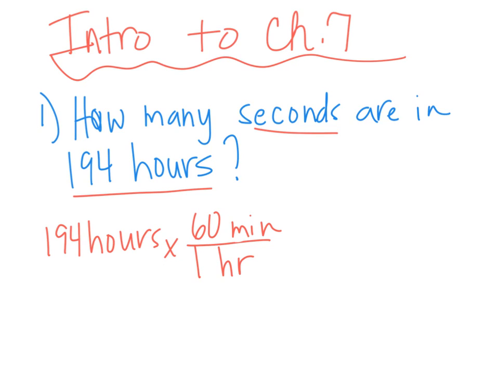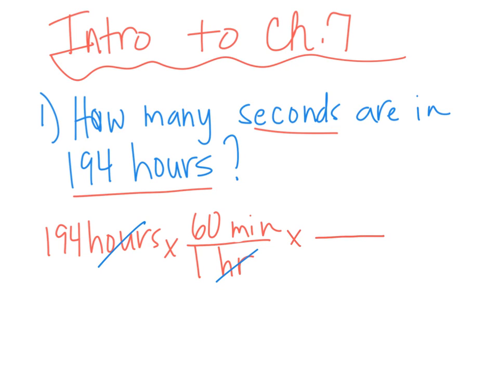And the reason why I put the hour here on the bottom is because I want the hours to cross out, right? So then I know that those hours will cancel out, and then so far that's going to leave me with my answer in minutes. But I don't want my answer in minutes, I want my answer in seconds. So I have one more step to do.